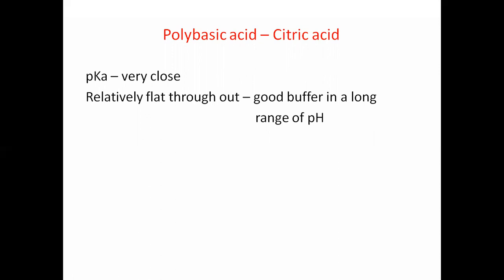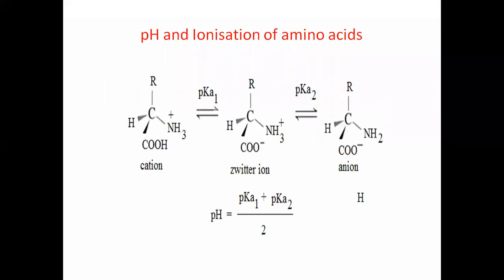So the polybasic acids, we have seen citric acid and the phosphoric acid. Now, pH and ionization of amino acids. This is another important aspect you should understand before going into the biological applications of the buffers.